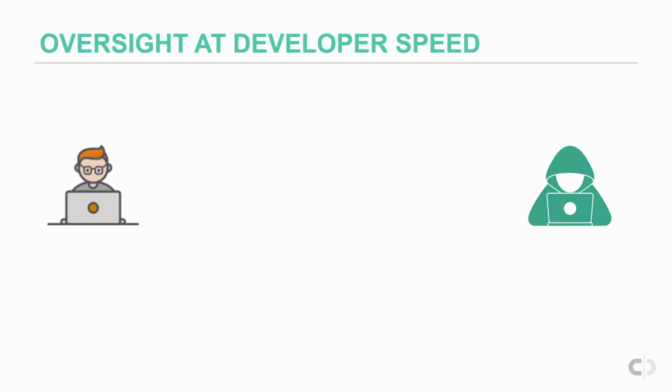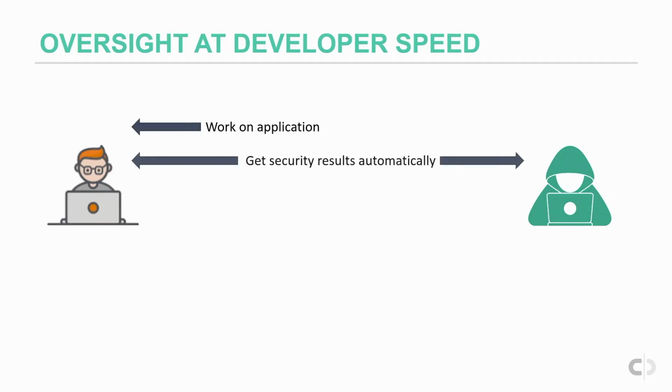Now, if we want to get oversight at developer speed, let's look at what people do and how development teams and security groups can operate together. A developer tends to work on an application, and as they work on an application, when you're automatically assessing it, you want to get security results automatically, both to the development team to fix it and to the security team to ensure that it's done.